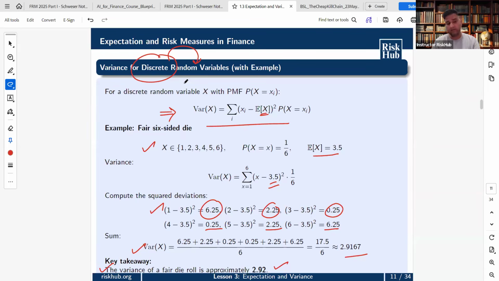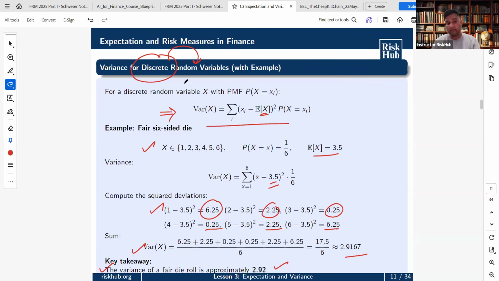And then we calculate the squared deviations. 1 minus 3.5 squared is 6.25, 2 minus 3.5 squared is 2.25, 3 minus 3.5 squared is 0.25, 4 minus 3.5 squared is 0.25, 5 minus 3.5 squared is 2.25, 6 minus 3.5 squared is 6.25. Notice something very beautiful here. The deviation is symmetrical around the mean. The symmetry is why the normal distribution becomes mathematically convenient later.